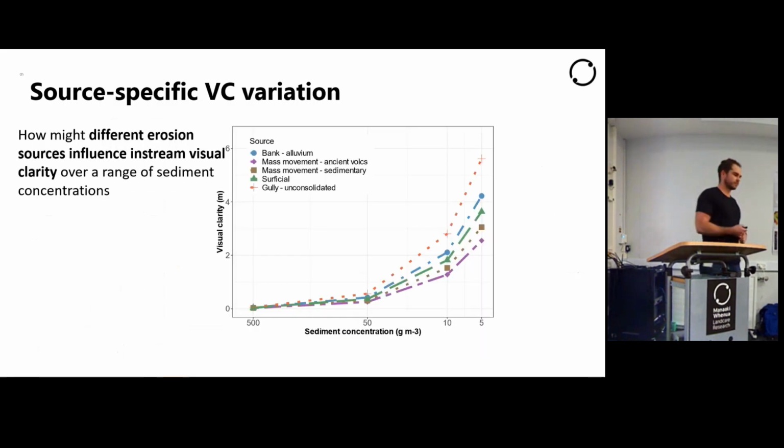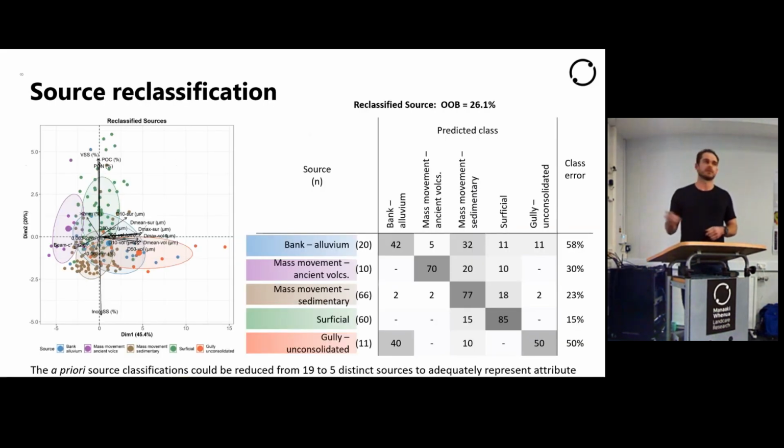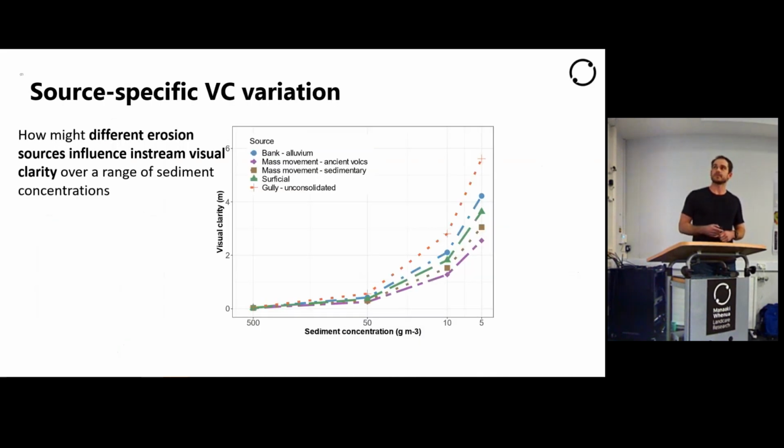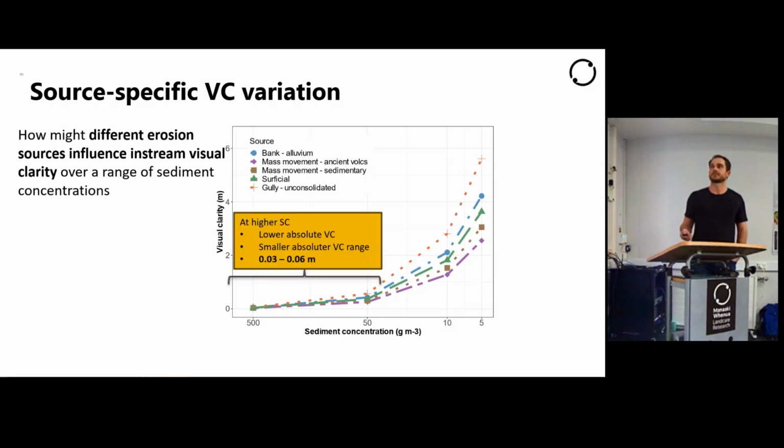And then we want to progress this and look at how those 5 different types of sources potentially can influence visual clarity in the stream. So how might different erosion sources influence in-stream visual clarity over a range of different sediment concentrations that we might find in the stream environment? Here we have a plot of different sediment concentrations based on the source material and potential visual clarity from the different types of erosion material.